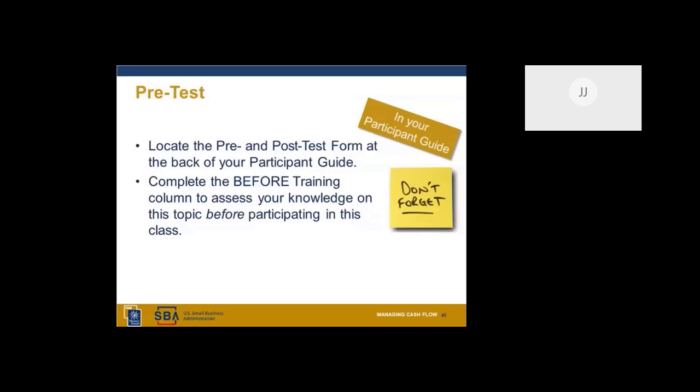But that's the before the training assessment to help gauge the knowledge of the class before you get started. All right, and then obviously the post-test there would be for assessing the learning after the completion of the module, and we will circle back around at the end of our discussion to talk about the post-test.